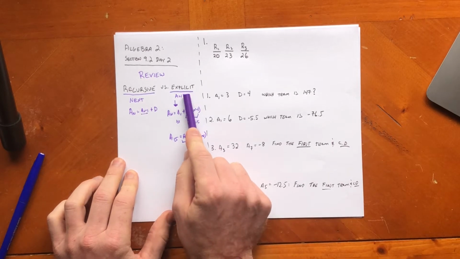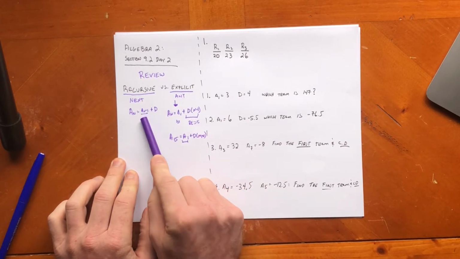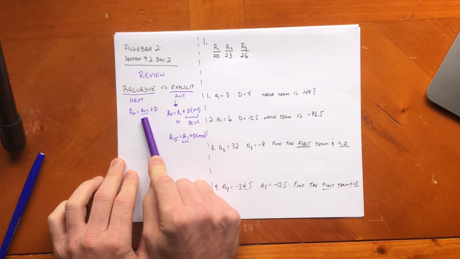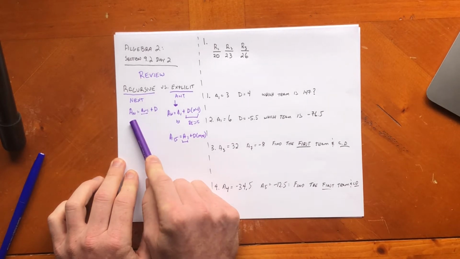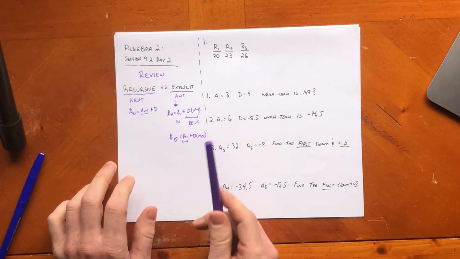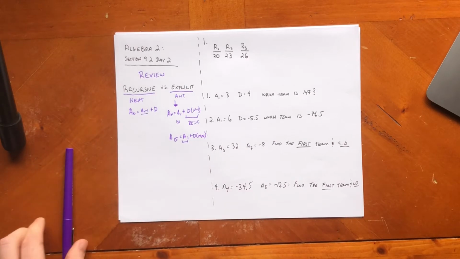That's the explicit formula. And this one, the recursive, is going to be the first term or whatever term came before, plus the difference gives you the next term, right? And that's basically the difference between the two.